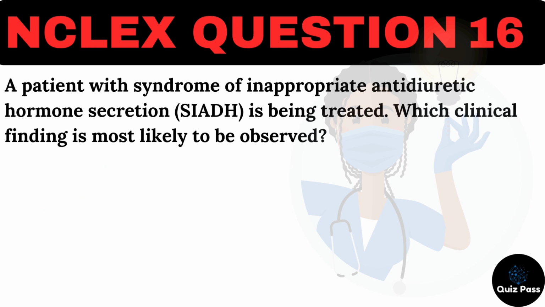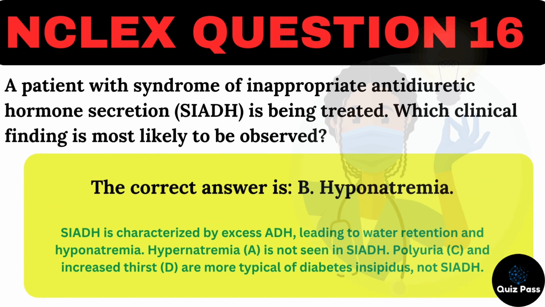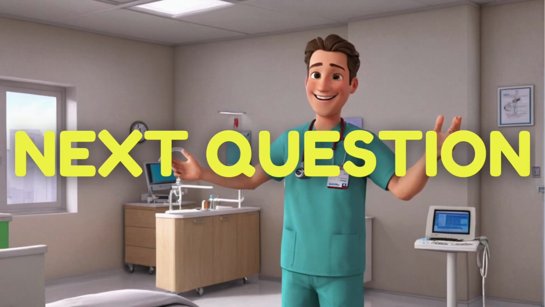The correct answer is B. Hyponatremia. SIADH is characterized by excess ADH, leading to water retention and hyponatremia. Hypernatremia, A, is not seen in SIADH. Polyuria, C, and increased thirst, D, are more typical of diabetes insipidus, not SIADH.